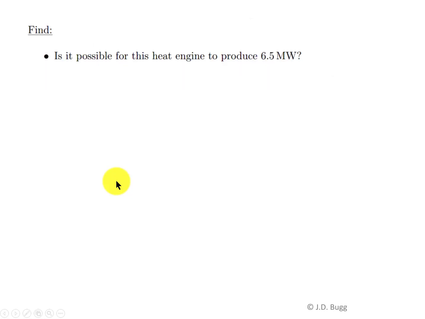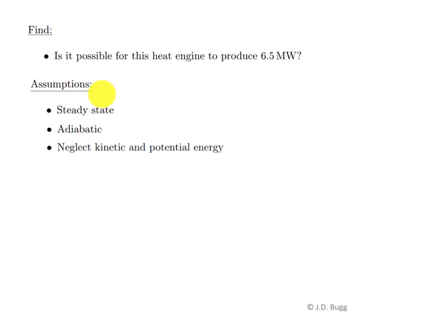So just to state what we're asked to find, is it possible for this heat engine to produce 6.5 megawatts? And like I say, this is a classic second law problem where we're trying to prove or disprove a claim of the power produced by a machine. Well, the assumptions we'll make in this analysis: steady state operation, adiabatic, and neglect kinetic and potential energy.